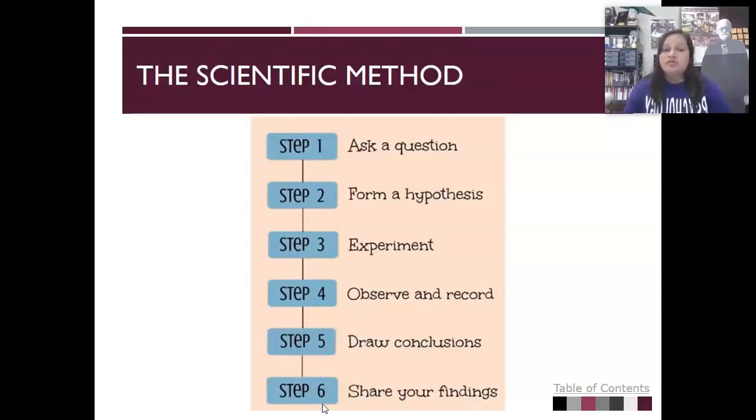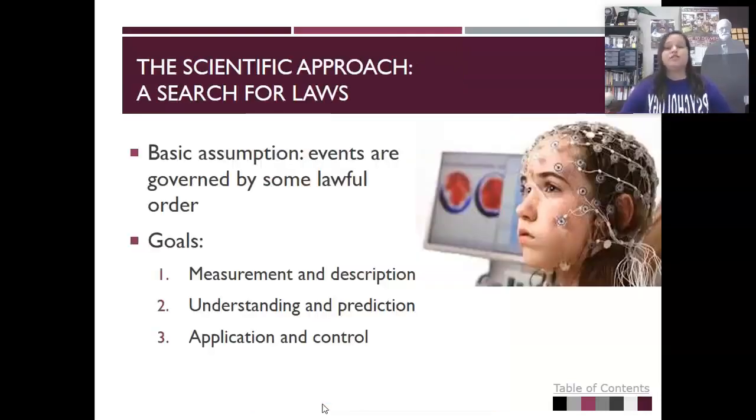In psychology, we do use a scientific method. I'm not going to go in depth in this because I'm pretty sure every science class you've ever had, you have gone in depth. But same steps with asking a question, forming a hypothesis, experiment, observe and record, draw conclusion, and sharing your findings. So the scientific approach does believe that events, including behaviors, are governed by some lawful order. Our goals are to measure, describe, understand, predict, and then ultimately to try to apply and control.